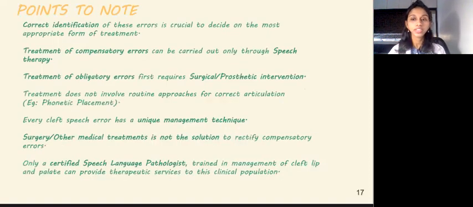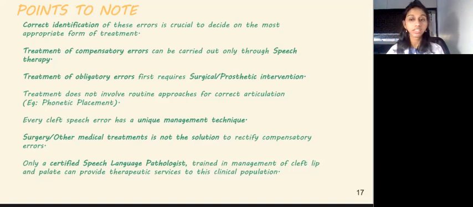Certain points to note. Correct identification of these errors is crucial to decide on the most appropriate form of treatment. Treatment of compensatory errors can be carried out only through speech therapy. Treatment of obligatory errors first requires a surgical or prosthetic intervention. Therapy does not involve routine approaches for correct articulation, such as phonetic placements. On the other hand, every cleft speech error has a unique management technique.